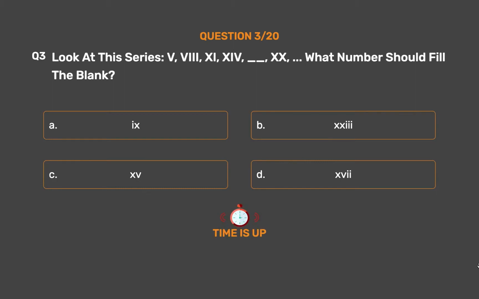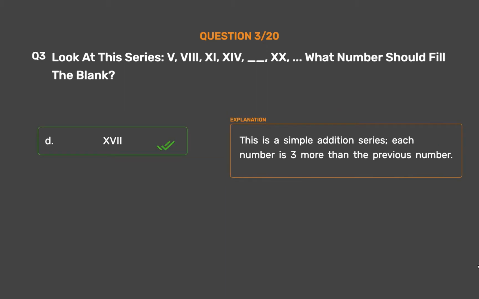The correct answer is Option D, 17. This is a simple addition series. Each number is 3 more than the previous number.